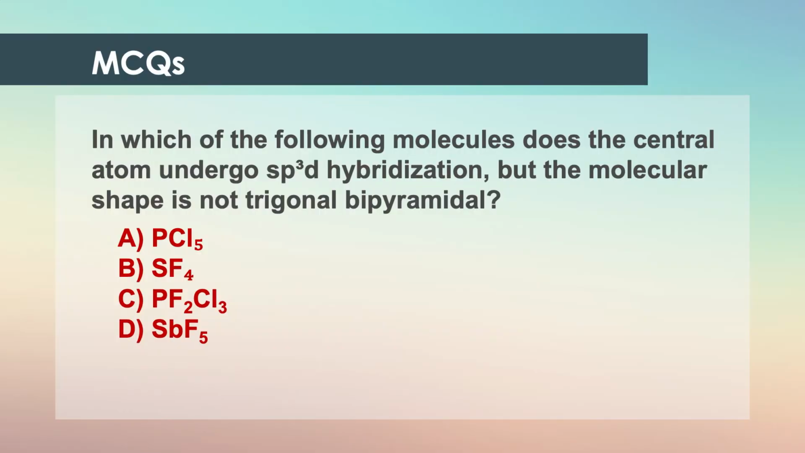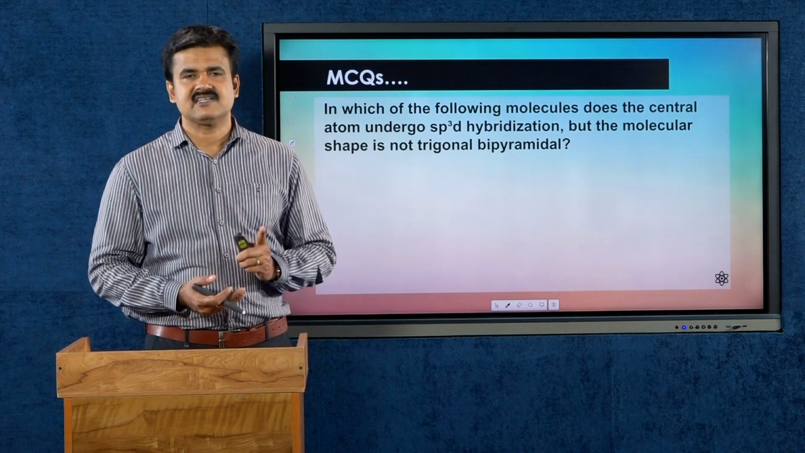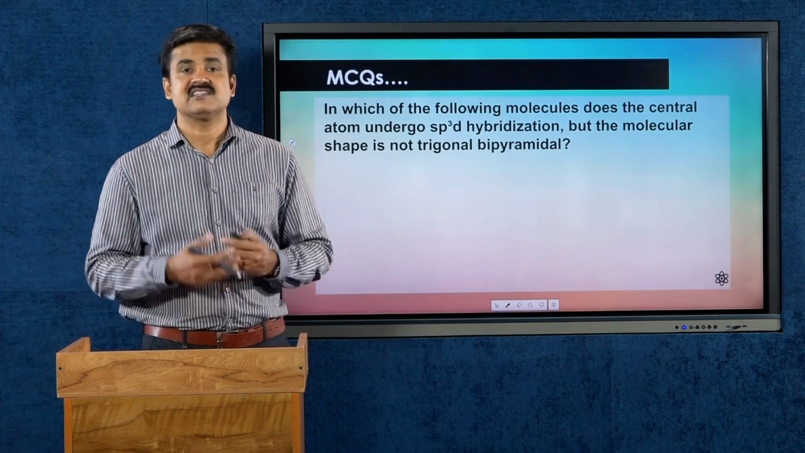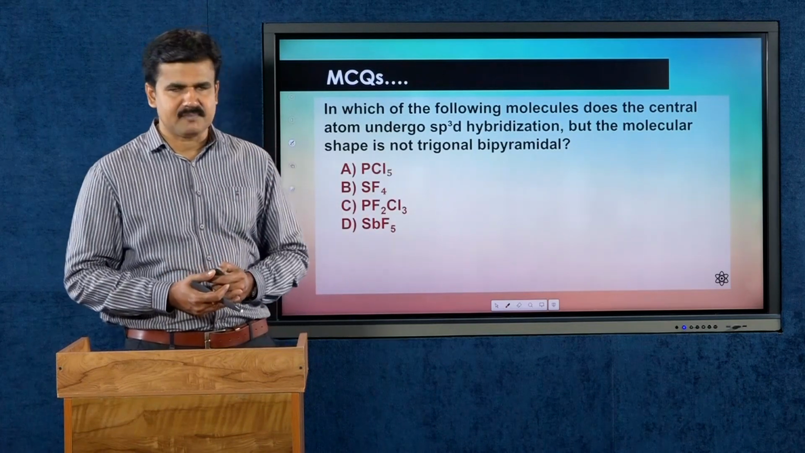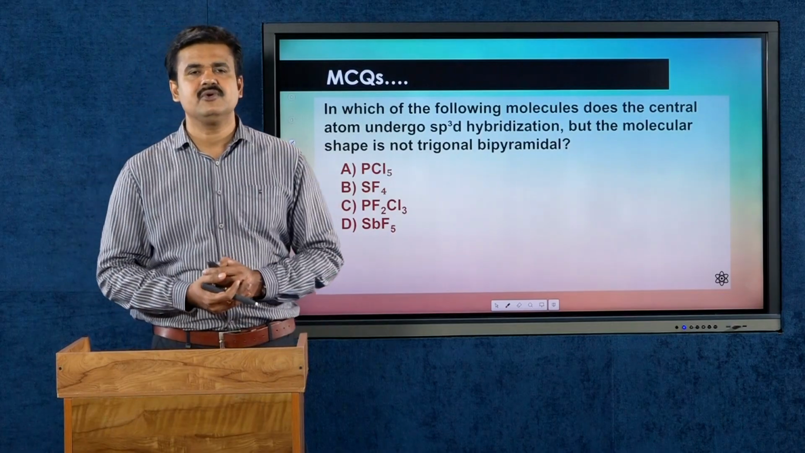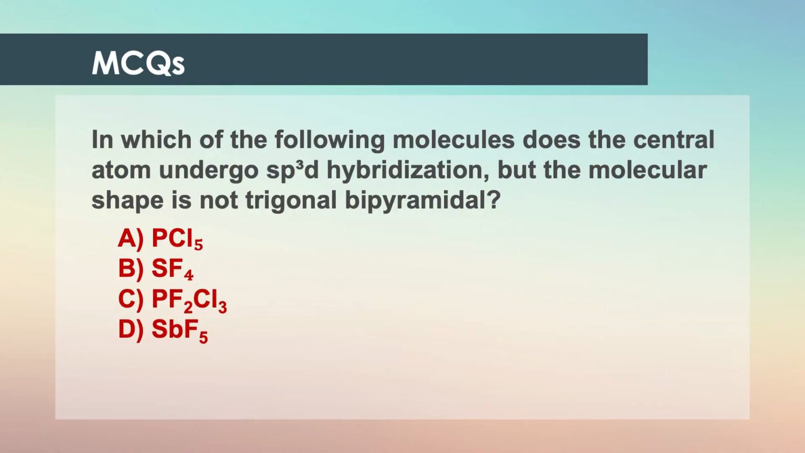This is the last MCQ. In which of the following molecules does the central atom undergo sp3d hybridization, but the molecular shape is not trigonal bipyramidal? This question clearly implies that there is the presence of some lone pairs. That's why the geometry and shape are different from trigonal bipyramidal. These are the options in front of you. Option A, PCl5, option B, SF4, option C, PF2Cl3, option D, SbF5. On careful analysis, you can arrive at the final answer as option B, that is SF4.